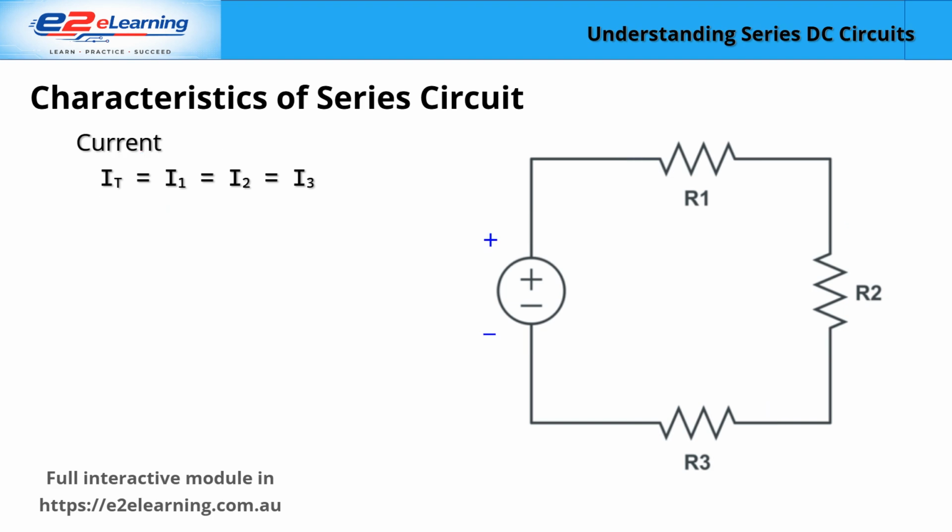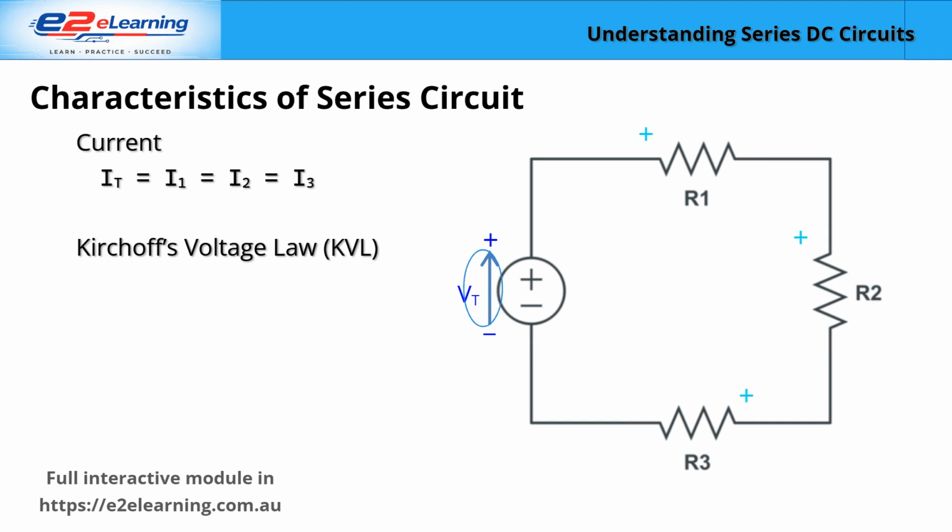The power supply has a voltage rise, from negative to positive, representing energy being delivered to the circuit. Passive components such as resistors have voltage drops. Using the passive sign convention, the terminal where current enters is marked positive. In a series circuit, the algebraic sum of all voltages around a closed loop is equal to 0. This principle is known as Kirchhoff's voltage law, or KVL.